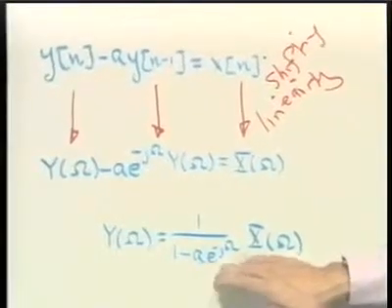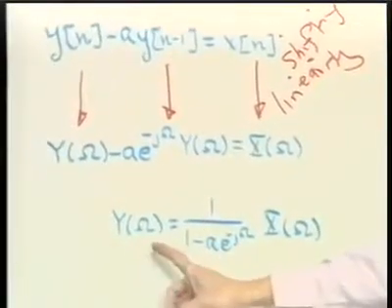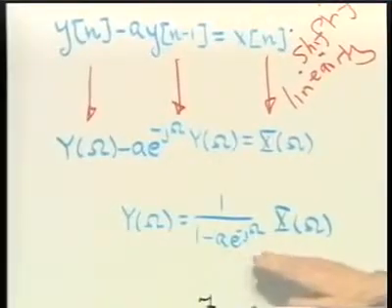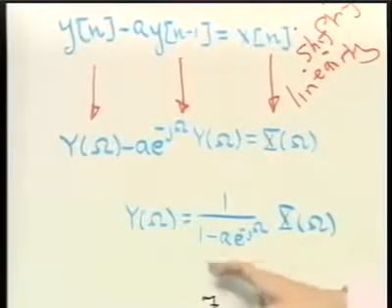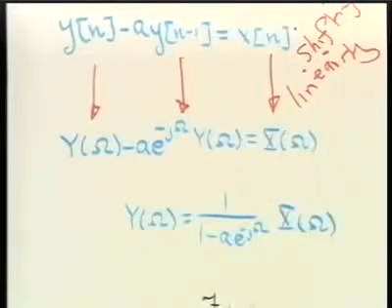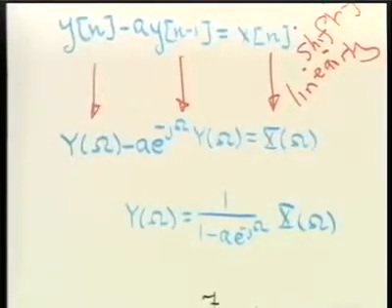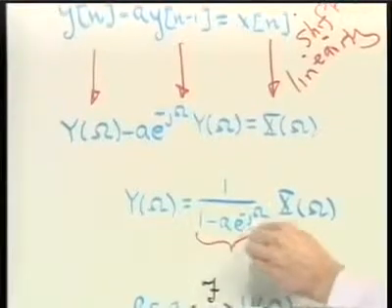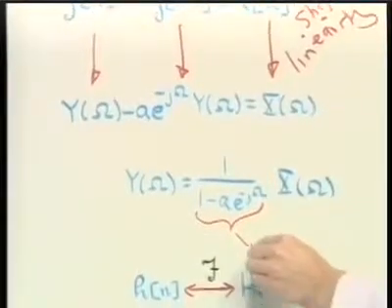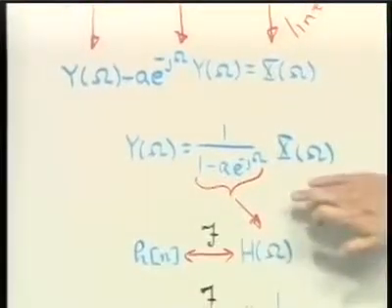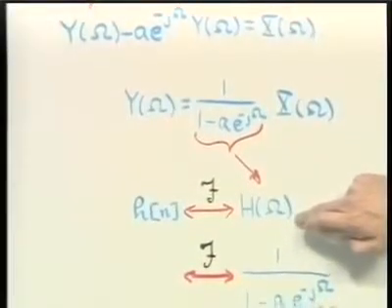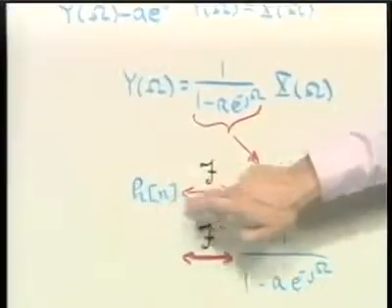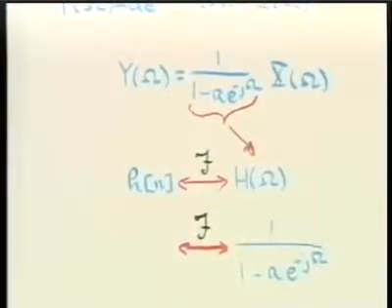At this point, we can recognize that here the Fourier transform of the output is the product of the Fourier transform of the input and some complex function. And from the convolution property, that complex function must in fact correspond to the frequency response, or equivalently the Fourier transform of the impulse response.